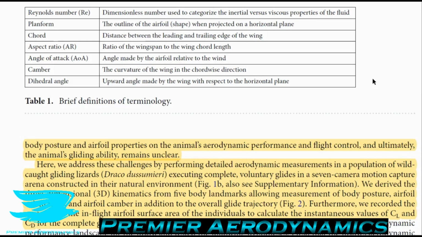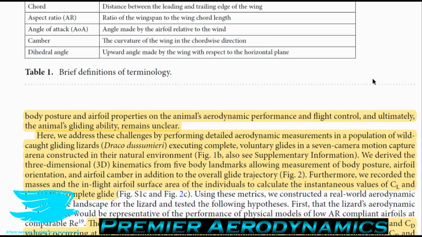So they can video these lizards gliding from all different angles, then construct a 3D model to see how the body is flexing throughout the entire path and what the actual body looks like in terms of airfoil, camber, thickness, and orientation, etc. Furthermore, they recorded the masses and the in-flight airfoil surface areas of the individuals to calculate the instantaneous values of the lift and drag coefficients for the complete glide.